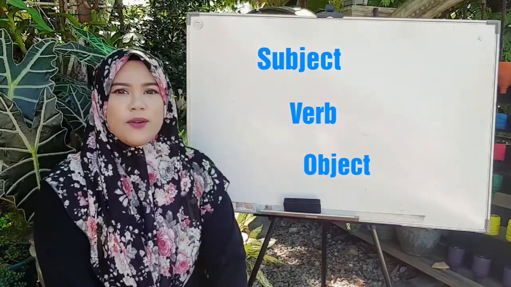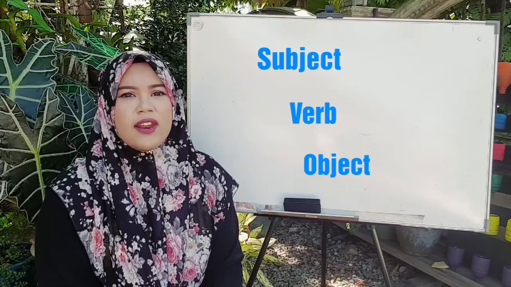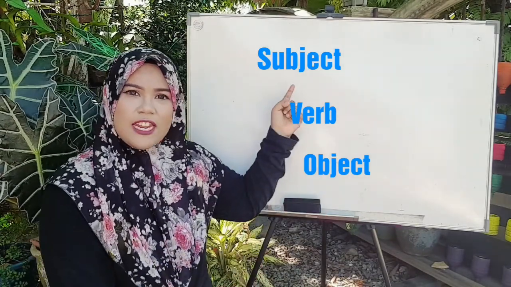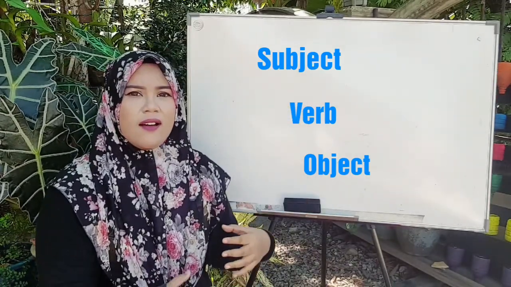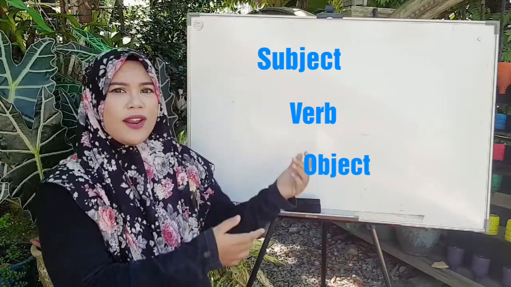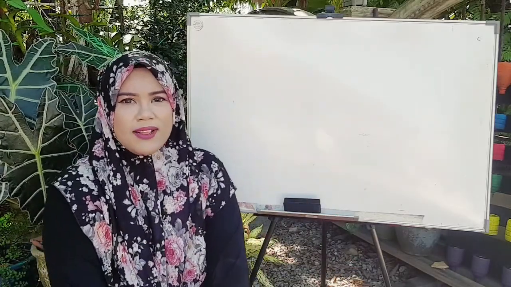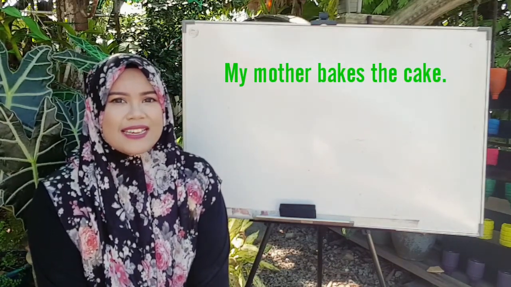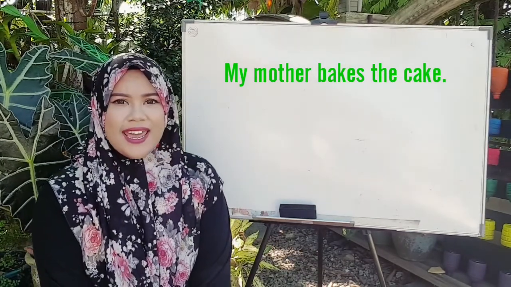Okay, next, the verb. Verb is the action itself. Okay, verb tu adalah perbuatan yang dibuat oleh subjek tadi. And then last one, the object adalah apa yang dibuat oleh subjek. Okay, let me give you one example. Okay, my mother bakes the cake. Again, my mother bakes the cake.